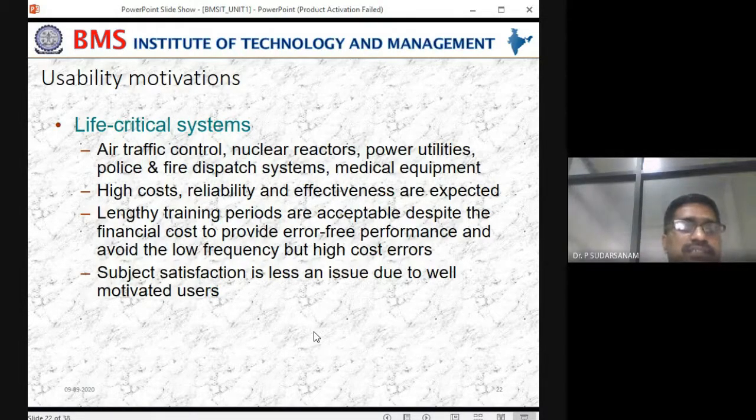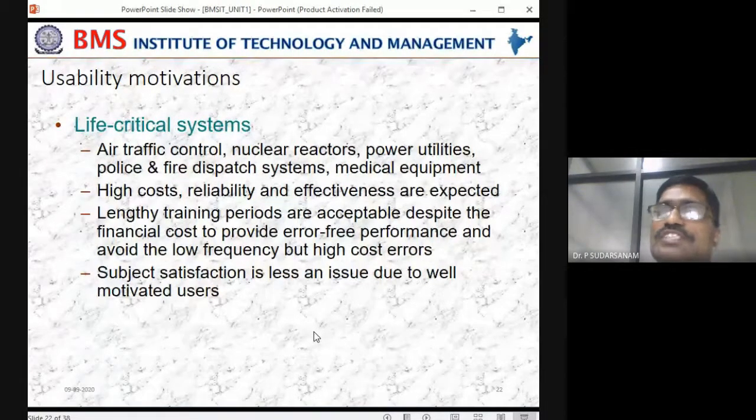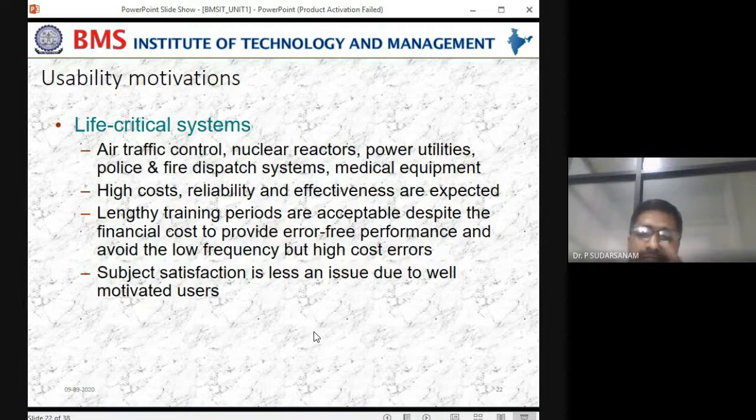So the next one is that subject satisfaction is less of an issue due to motivated users. These are things you need to take care of when you are developing any product. Life critical systems are those where, when you are in society, you need to take care of all these things. With respect to social responsibilities, you need to take care of the cost, reliability, and others. Whatever you are doing should be acceptable to humans.